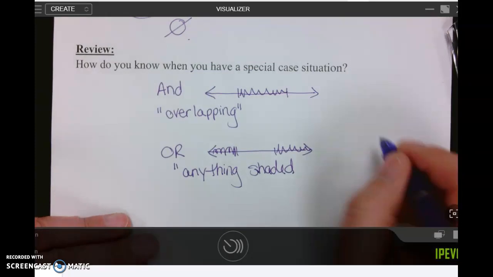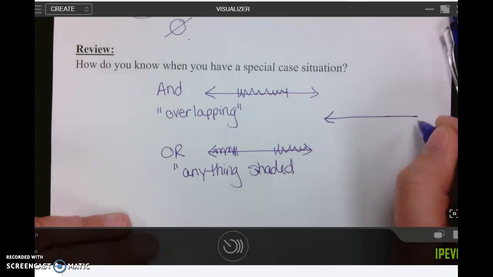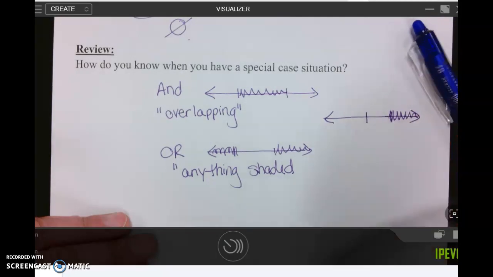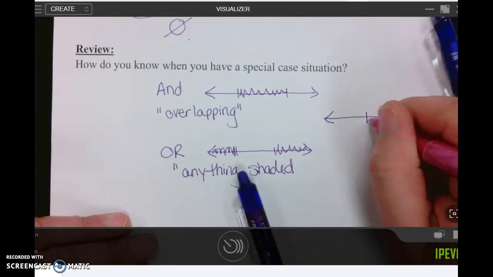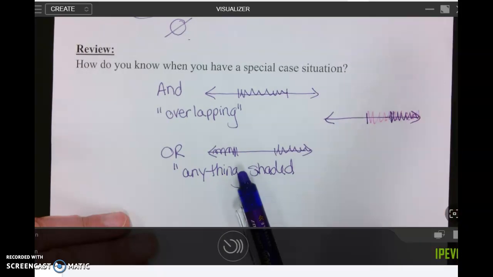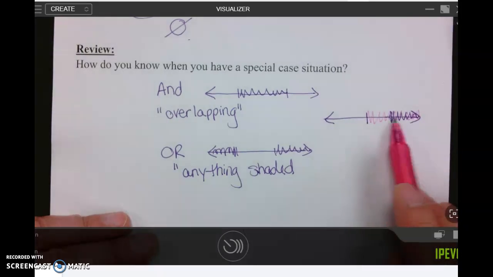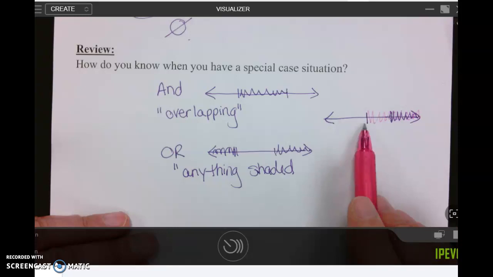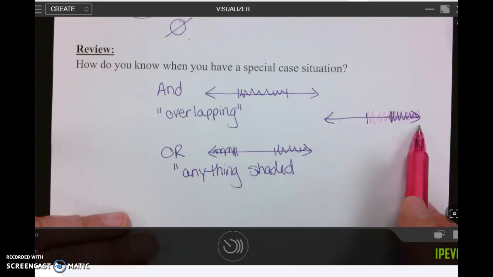So for example, if you have two inequalities go in the same direction, maybe they're both headed off to the right side, then you have to decide, is it an AND? If so, we're only looking at the overlapping part, so it would be whatever number this is to positive infinity. And if it's an OR, it's just everything that's shaded, so we'd start with the pink over here on the left and go towards positive infinity.